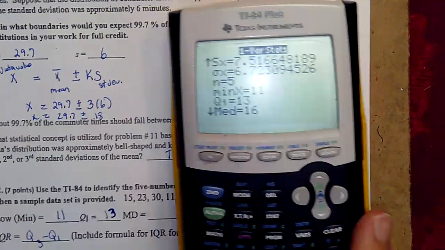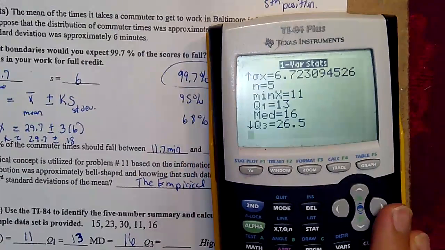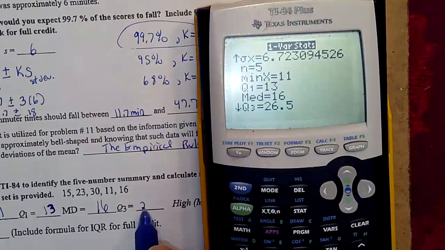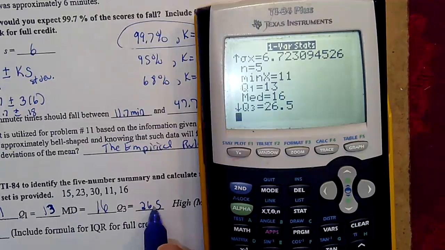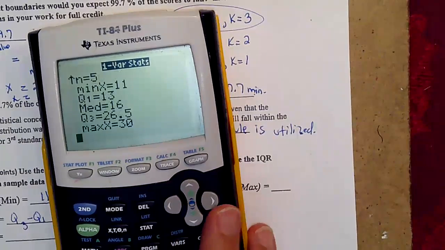16 is your median. 26.5 is your third quartile. Max is 30.